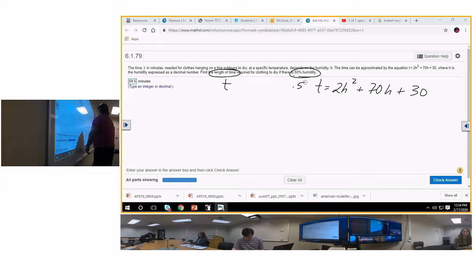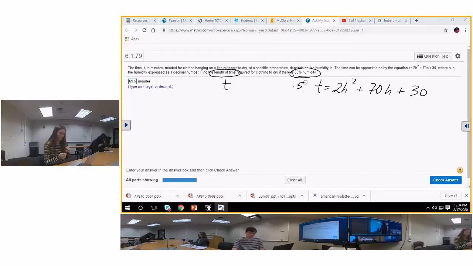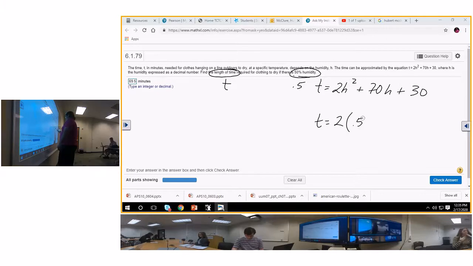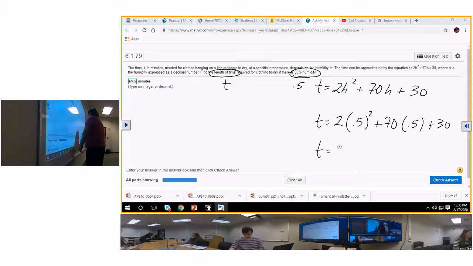Now, you do not need a calculator because I don't think y'all need a calculator to find out what half of 70 is. So T is equal to 2 times, I'm going to go ahead and plug it in, 0.5 squared, plus 70 times 0.5 plus 30. And that's going to be T is equal to 2 times 2.5. Y'all check me on that.